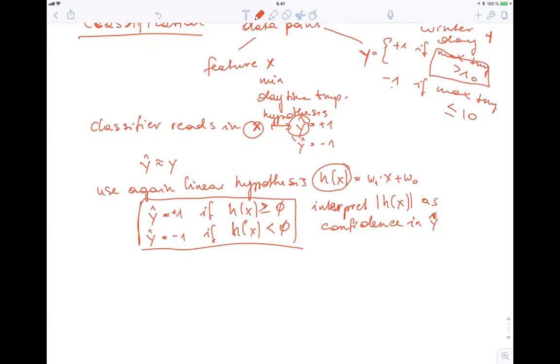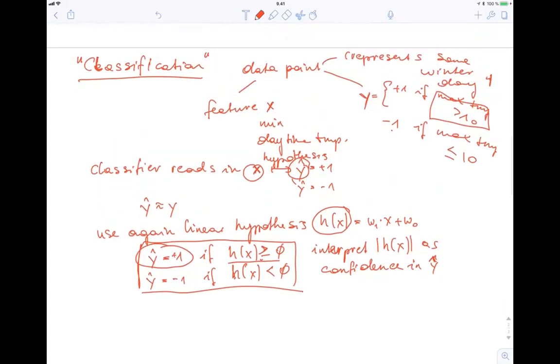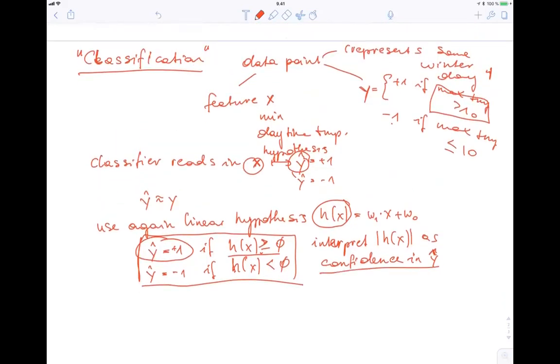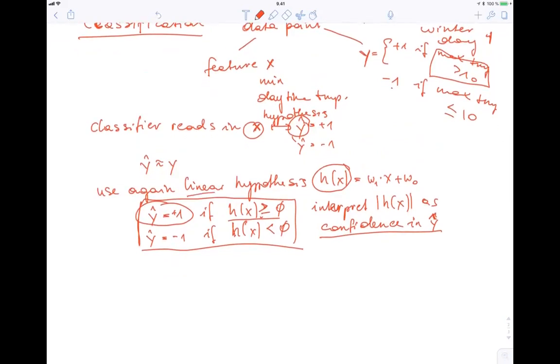But moreover, we also can say something about the confidence. So if this value is much, much larger than zero, then we could say we are much more confident in the label being plus one. Whereas if this absolute value is close to zero, then we could say we are not so confident about this y hat. So we still use a linear hypothesis like we did in regression, but we now interpret it as a confidence in the prediction.